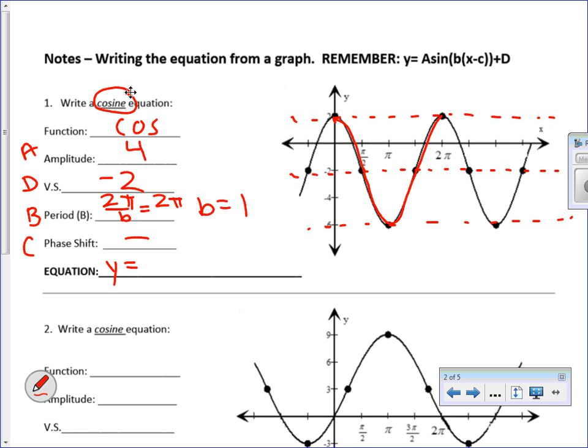Your a value is 4. Write the word cosine. The b value is 1, so is it necessary? No. So just x. You don't need parentheses or brackets because you don't have a b or a c. So you don't need those things. And then you write what at the very end? -2, boom, done, answer. Yes.